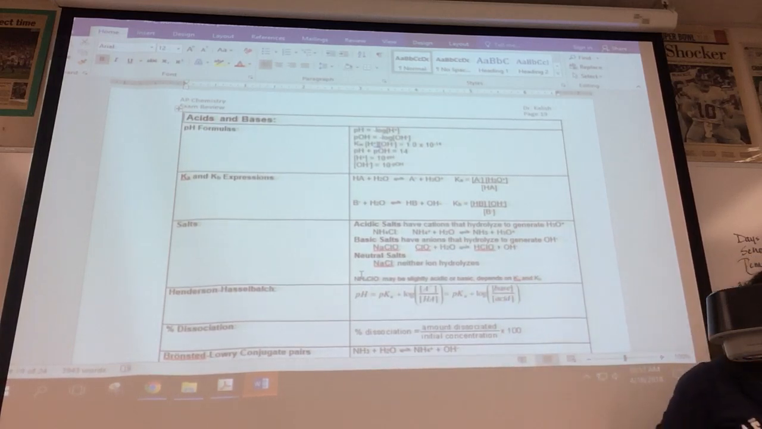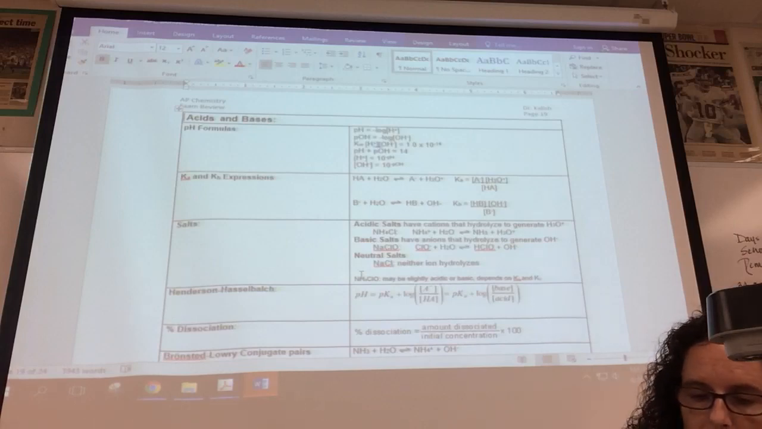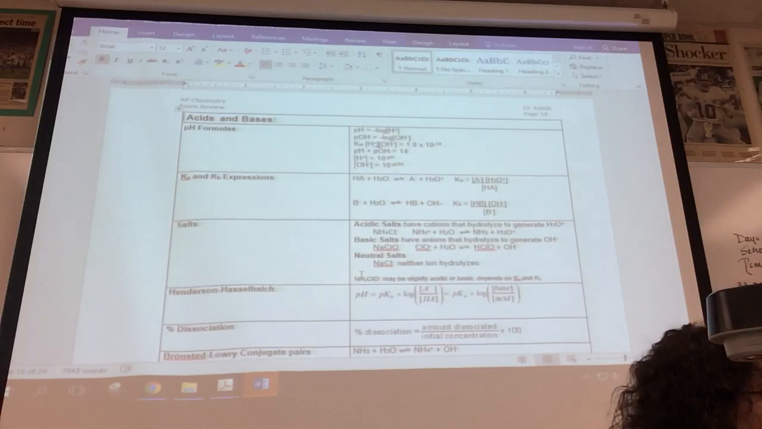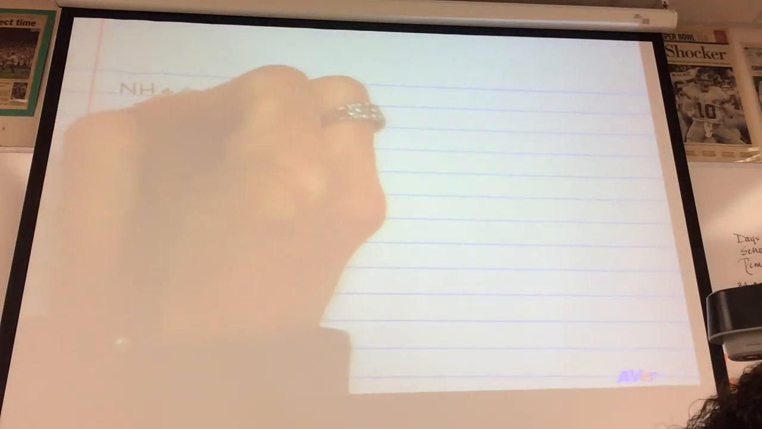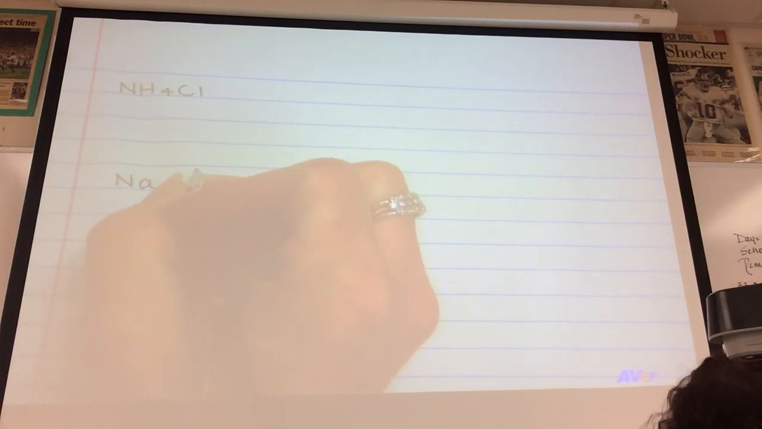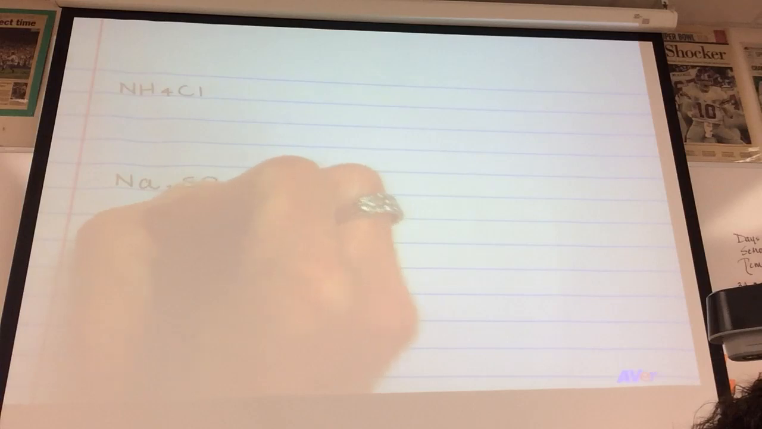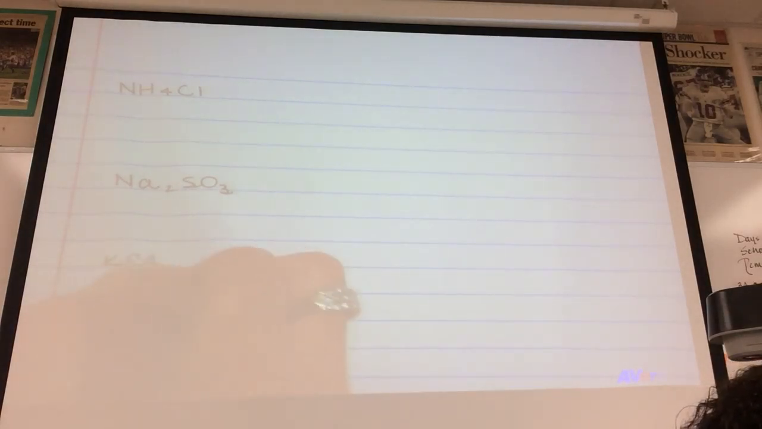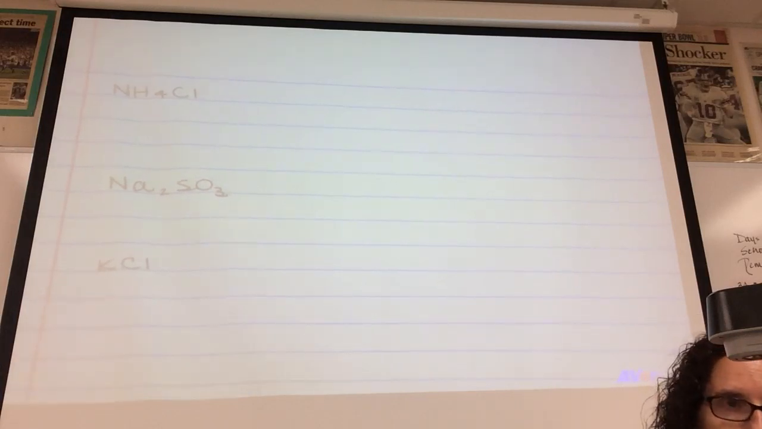With your salts, this was something that I asked you recently on a mini quiz, and a lot of you guessed correctly in regard to where the pH range would be, but you weren't able to explain it. So let's take a minute to break this up. In the examples given here, ammonium chloride is a salt. Sodium sulfite, a salt. Potassium chloride, a salt. Yet these salts all have very different pHs.